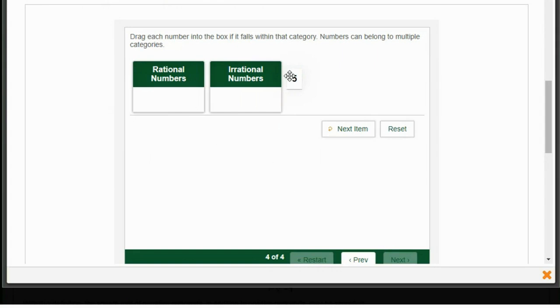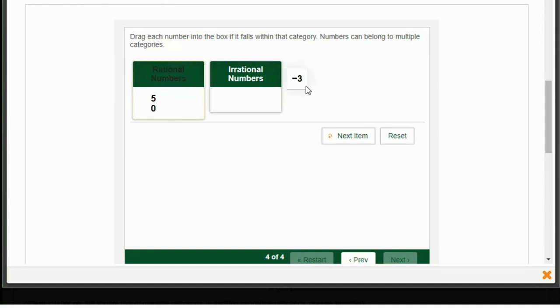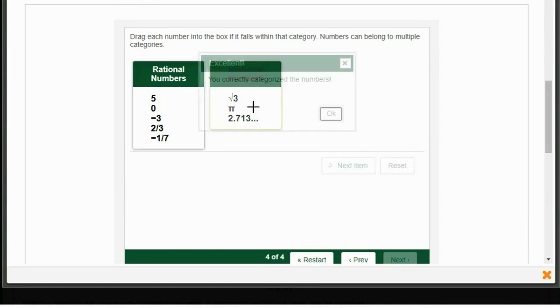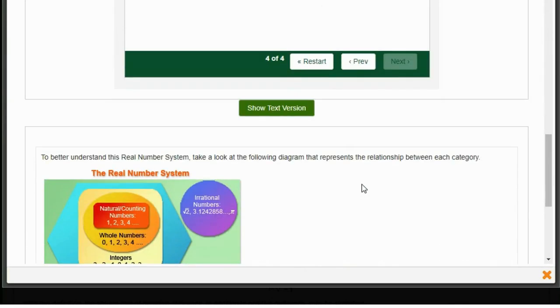Rational or irrational. Anything we can write as a fraction. 5 we can write as a fraction, 5 over 1. 0 over anything. -3. 2/3. -1/7. Square root of 3, no. Pi, no. That has ... which means it doesn't end. So there you go. Nice review.